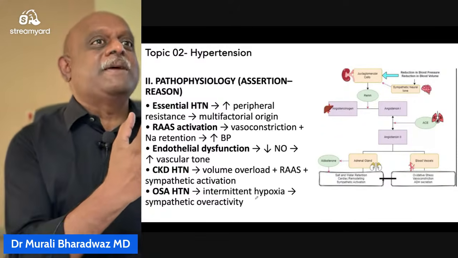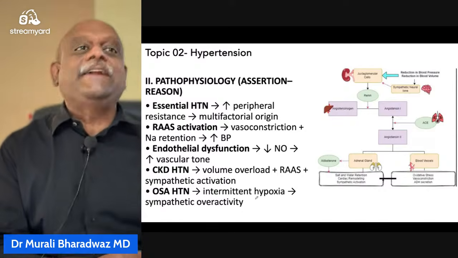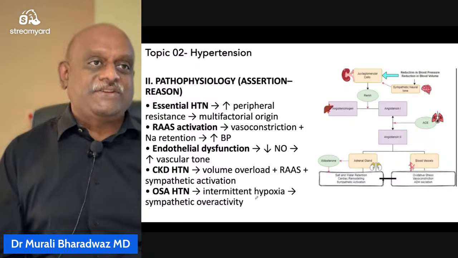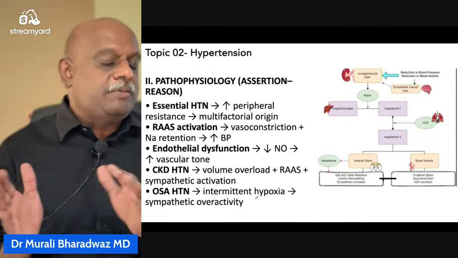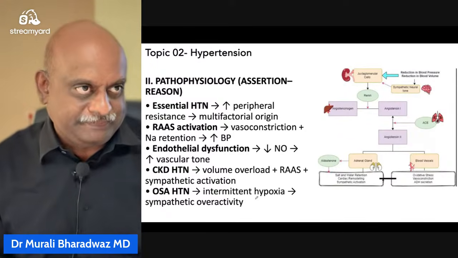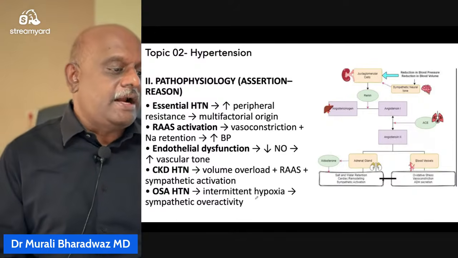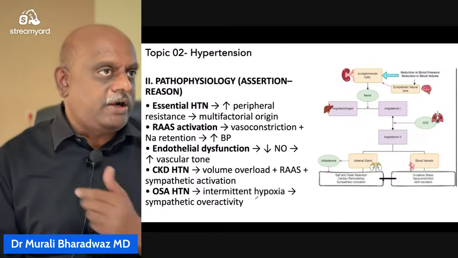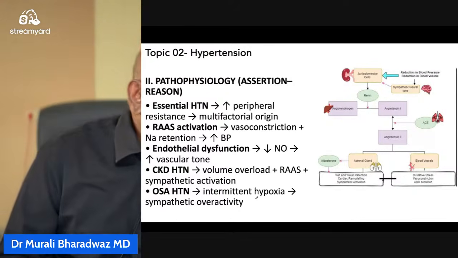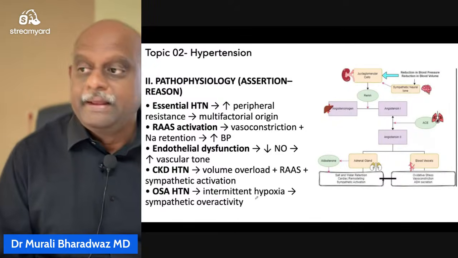Your arteries become stiff, peripheral resistance increases, and that leads to essential hypertension. So, any hypertension that comes between 40 to 60 is called essential hypertension. But any hypertension starting at 20, 30, 35, 40, you need to evaluate for secondary hypertension. Agree?